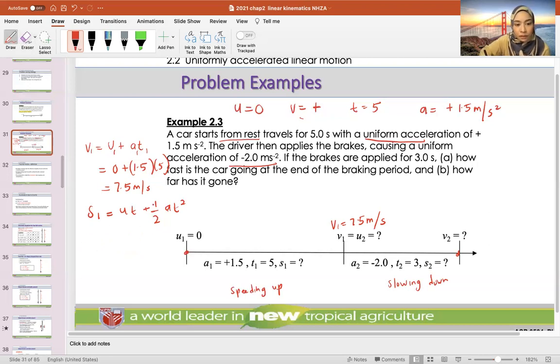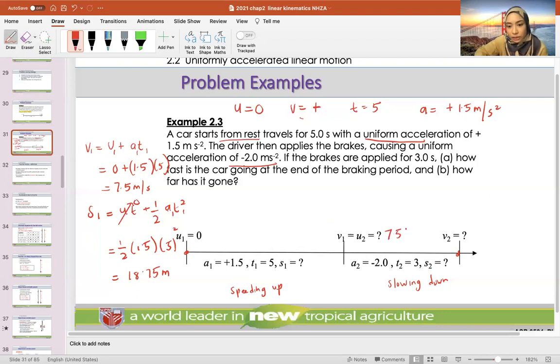Okay. So U is 0. So we are left with 1 over 2, 1.5, T is 5 squared. So what is my S over here? Can anyone calculate that for me? 18.75 meters. Okay, so kita dah solve for the first part. Sama? Dapat sama ke? Tadi ada orang nak bagi saya jawapan. Sama ke tak dengan jawapan ni?